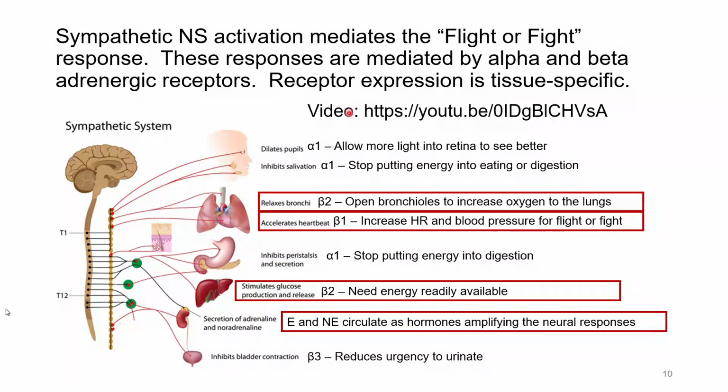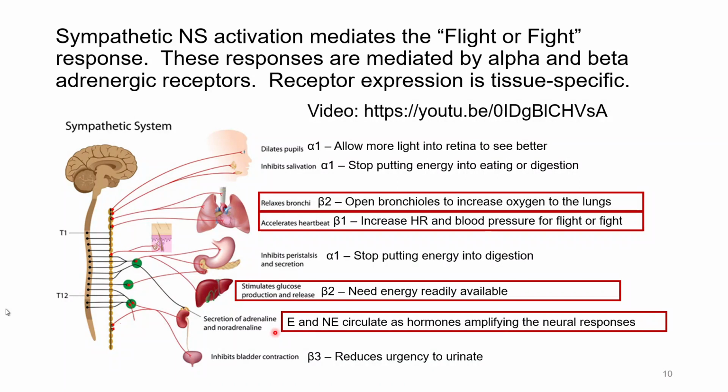It'll be really helpful if you watch this video here, which gives you a nice overview of the fight or flight response. It helps also if you just imagine what happens when your fight or flight response gets stimulated, like if you wake up in the middle of the night because your smoke alarm is going off, you think about what's going on.